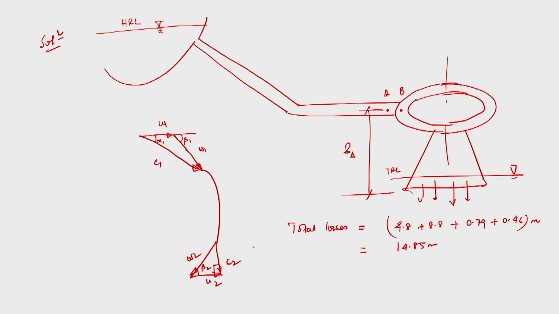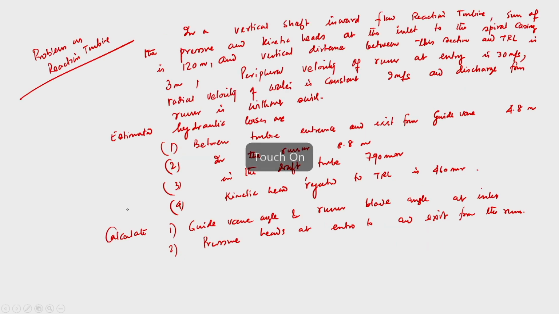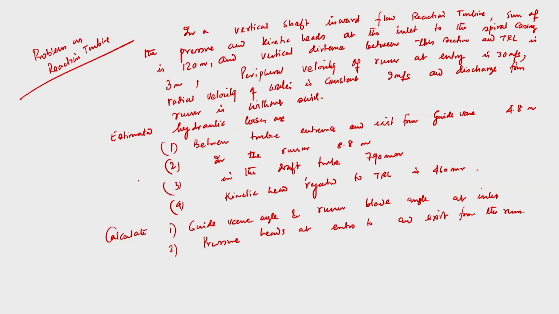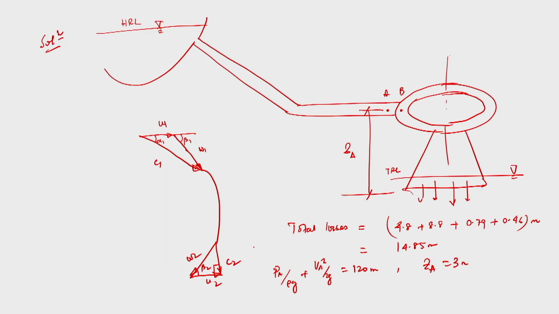Now it is given that PA by rho g plus VA square by 2g is equal to 120 meter. That is very important: the sum of the pressure and kinetic heads at the inlet to the spiral casing. So A is the inlet to the spiral casing, and this is given as 120 meter. ZA is equal to 3 meter, that is given. The distance between the inlet to the spiral casing and TRL is 3 meter. Right.